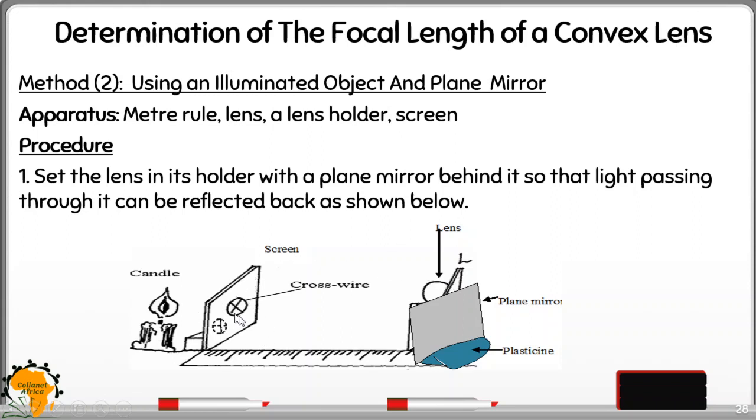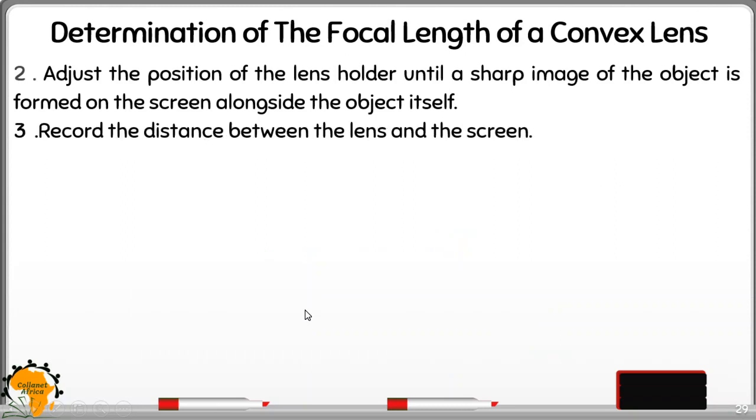On our screen we have a hole with crossed wire. This is acting as an object. And then we have the candle, a source of light, that will illuminate our object. So the rays that are incident to the lens will emerge parallel. And when they emerge parallel, they will strike the mirror. On striking, the mirror will reflect them back, such that the image will be formed on the same plane as the object. So if you find that this image is clearly focused, then it implies that where it is formed is at F, that is the principal focus.